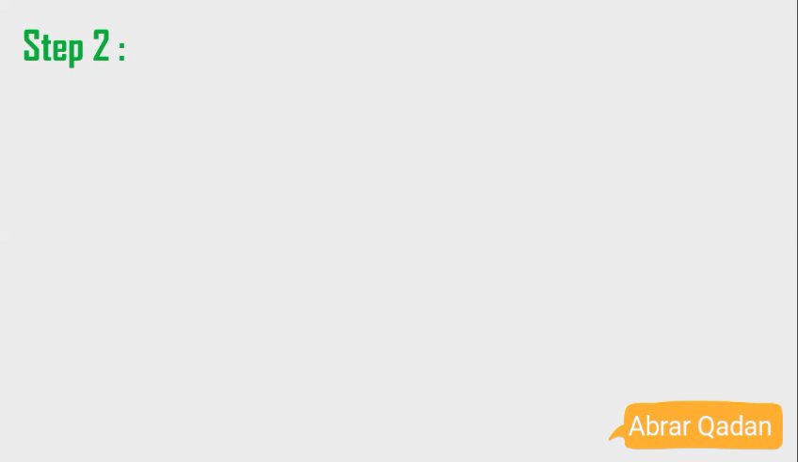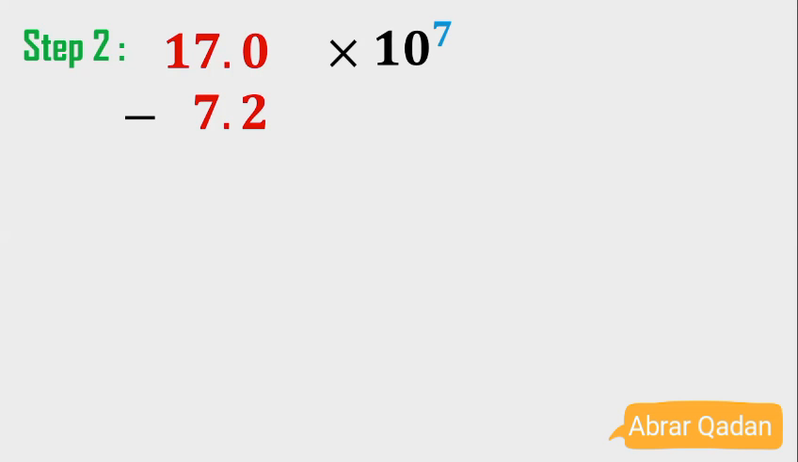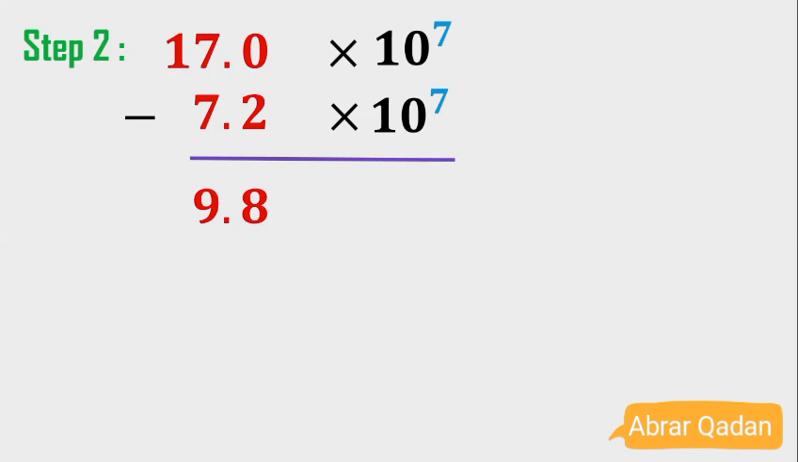Now continue with step number 2. Subtract decimals. Don't forget to line up the decimal points. Keep exponents the same. So 17 times 10 to the power 7. This is the first scientific notation, and the second is subtracted. The second scientific notation is given by 7.2. As you see, I make sure I have lined up the decimal points above each other, and keep the same exponent without change. And also we have to subtract to get the answer 9.8 and keep the exponent without change.